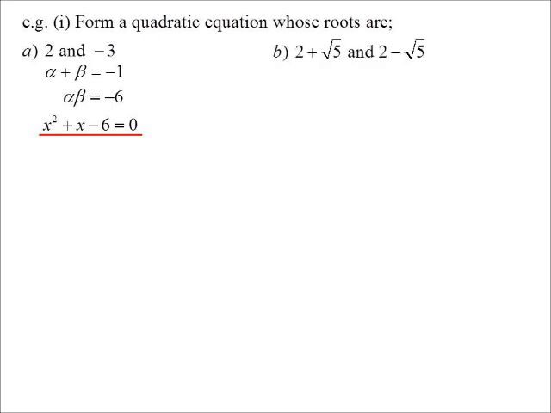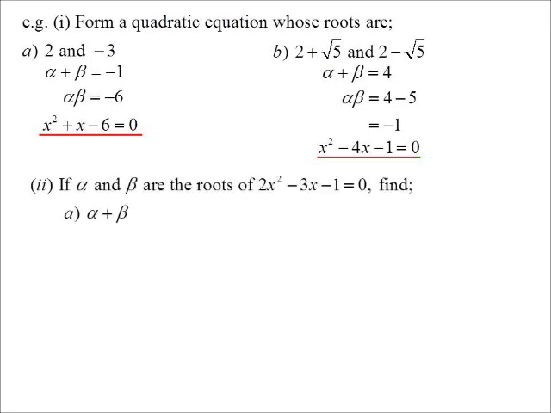That has an advantage when we talk about irrational roots, because a lovely thing happens there. When we add them together, the irrational part cancels out. So I get alpha plus beta is 4. And when I multiply them together, I get the difference of 2 squares. So again, the irrational bit cancels out. And we get, in this case, negative 1. So our equation would be x squared minus the sum, so minus 4x, and then plus the product, minus 1 equals 0. Those are the sort of questions we play around with.